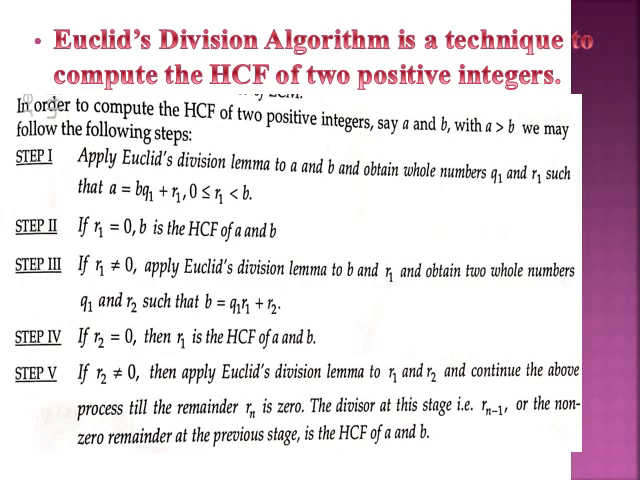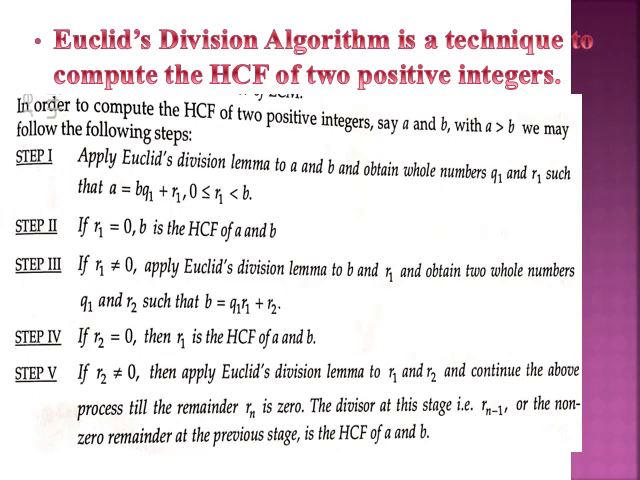So first we apply the Euclid division lemma. That means we have to find out the division first. Then that gives you a equals b q1 plus r1. Now if r1 equals 0, HCF of a and b is b. But if r1 is not equal to 0, again we have to divide and we will get b equals r1 q2 plus r2.